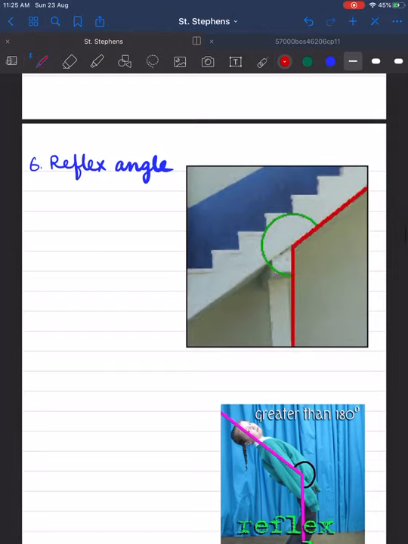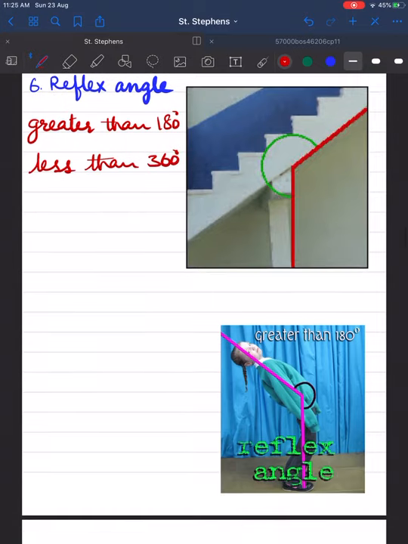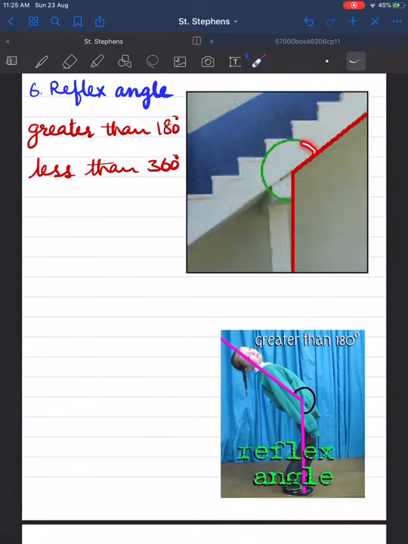Now an angle whose measure is greater than 180 degree but less than 360 degree is a reflex angle. So here we observe in the pictures reflex angle.